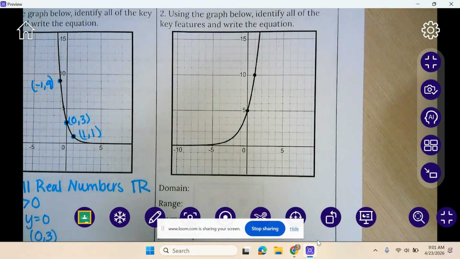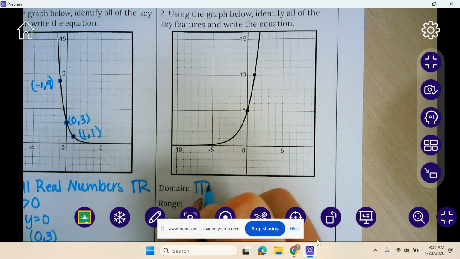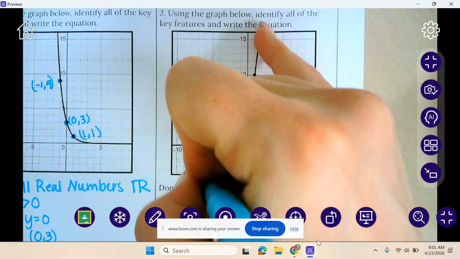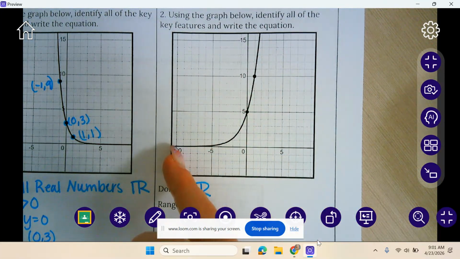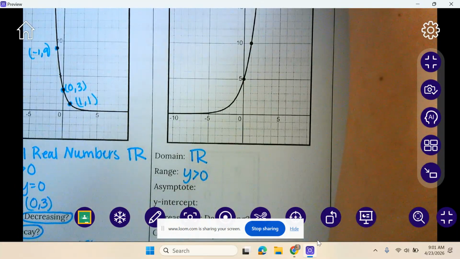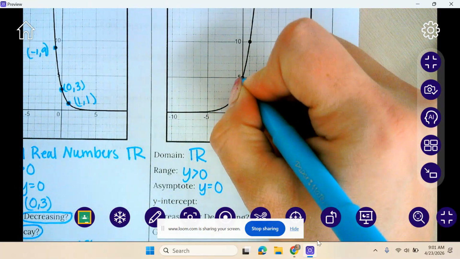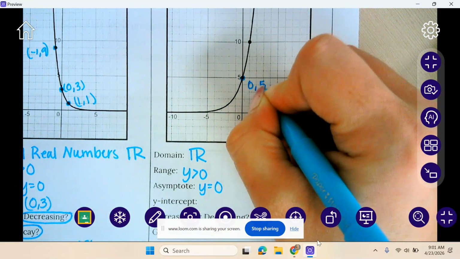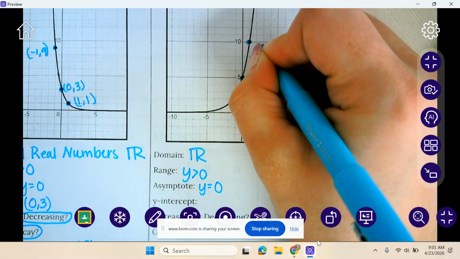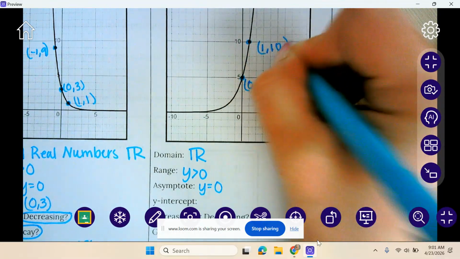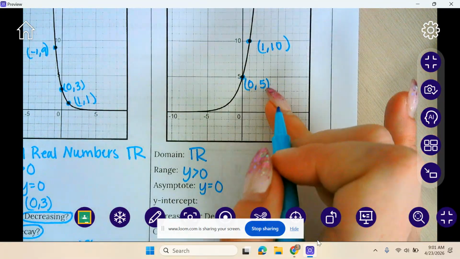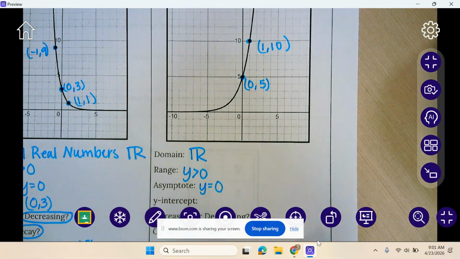All right, so let's take a look at our function over here. Domain and range are actually going to be the same. So we have all real numbers, which I'm just going to shorten with the symbol. y is greater than 0. As we can see, it's approaching the same asymptote of the x-axis. So my asymptote for this one is going to be y = 0. I have a point here, (0, 5). And I have a point here, (1, 10). So we can see that is our y-intercept. So it's (0, 5).